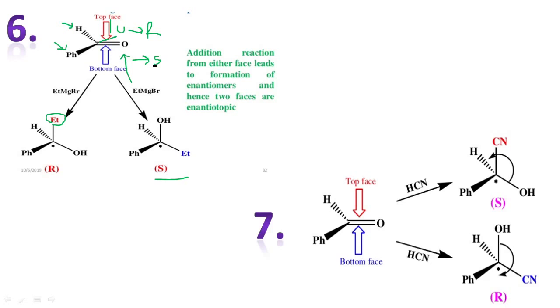Now come to example number 7, a very similar example. Here we react it with HCN. When there is an attack from the top face, we get an S, and when there is an attack from the bottom face, we get R. So this is addition of HCN.